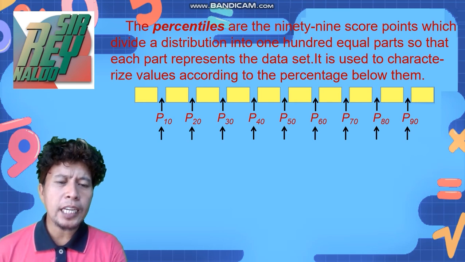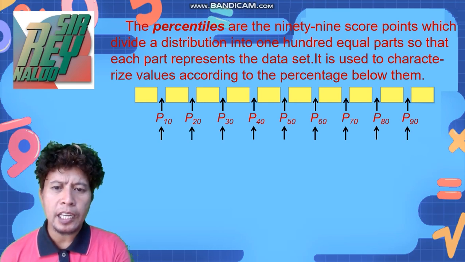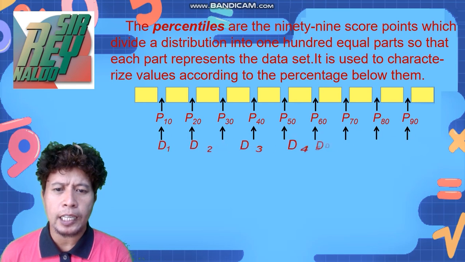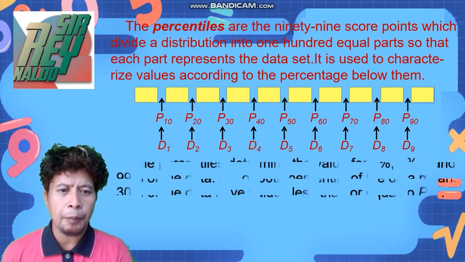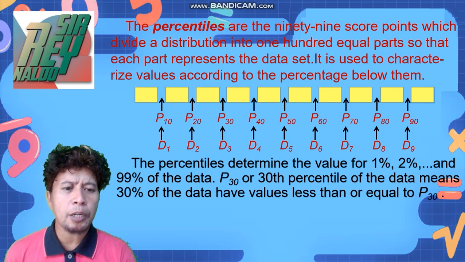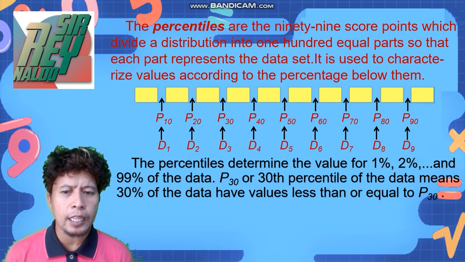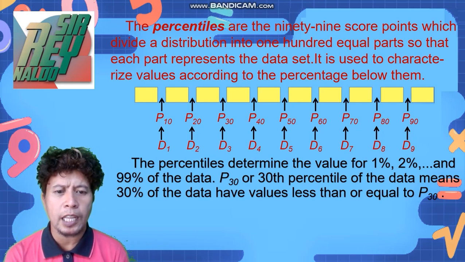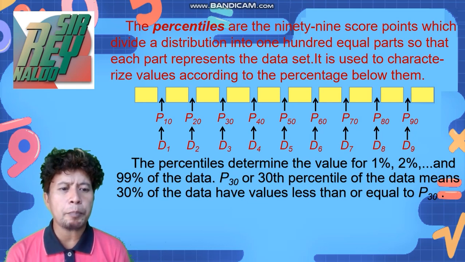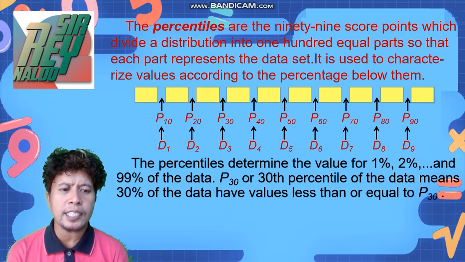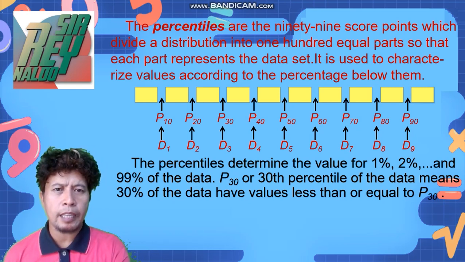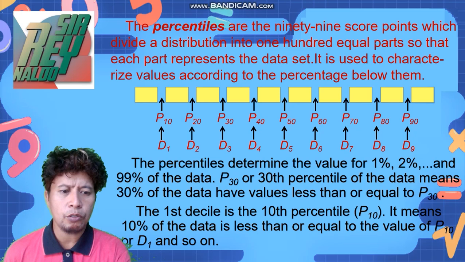So, kung mapapansin natin kanina, pareho sila ng decile, kaya yung 10th percentile natin ay equal sa D1. P20 is equal to D2. So, kasi pareho sila ng illustration doon sa buong set of elements. So, the percentiles determine the value of 1%, 2%, until 99% of the data. P30 or 30th percentile of the data means 30% of the data have values less than or equal to percentile 30. Okay, so yan yun, yung percentile.